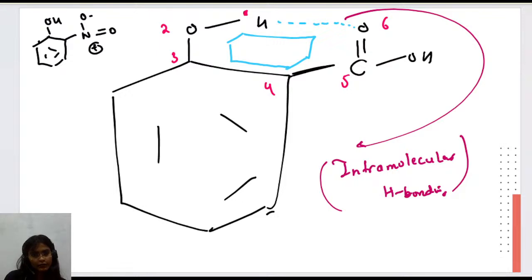Let's see the numbering again. Maybe you never notice this, but it's a very good point. Let's see the number of atoms there. One, two, three, four. Wait. One, two, three, four, 5 and 6.